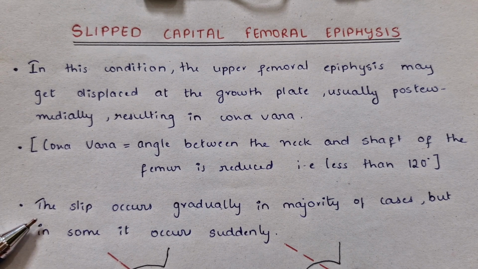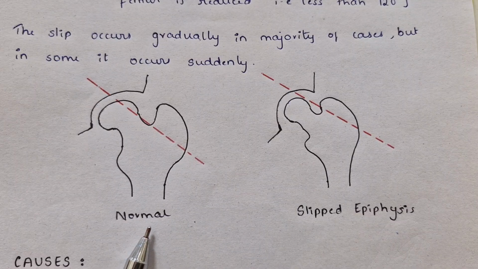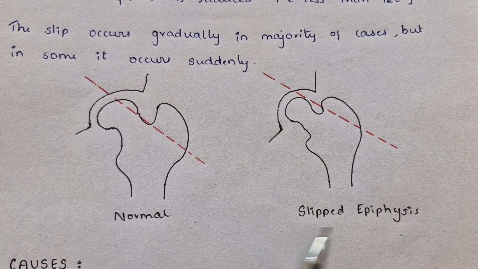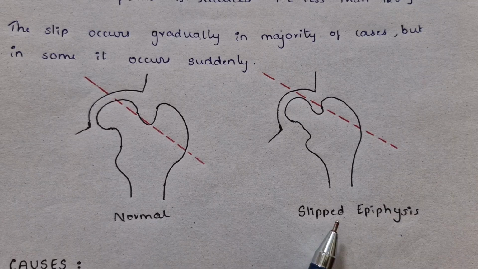The slip occurs gradually in the majority of cases, but in some it occurs suddenly. This is seen in a normal hip joint, and this is seen in a slipped epiphysis.